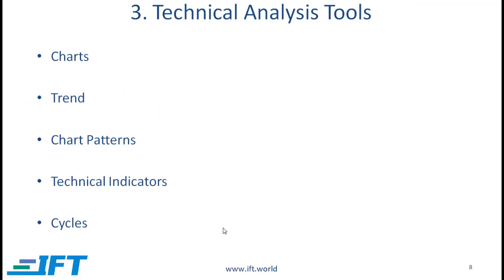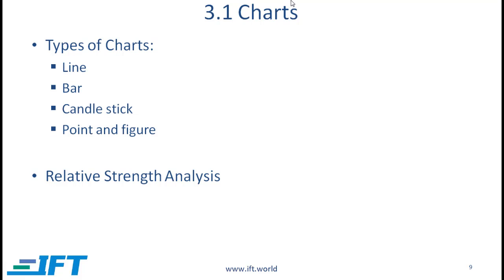uptrend. There are several tools which are used in technical analysis, and those tools include charts, trend analysis, chart patterns, technical indicators, and cycles. Over the next few minutes, we will be looking at how to use these tools. Let us start with charts. There are different types of charts which are used by technical analysts. The charts include line charts, bar charts, candlestick, point and figure, and then there is the concept of a relative strength analysis, which we will talk about after covering the various sorts of charts.